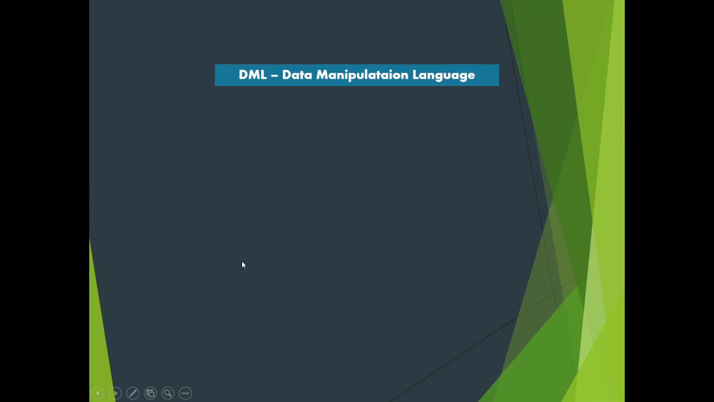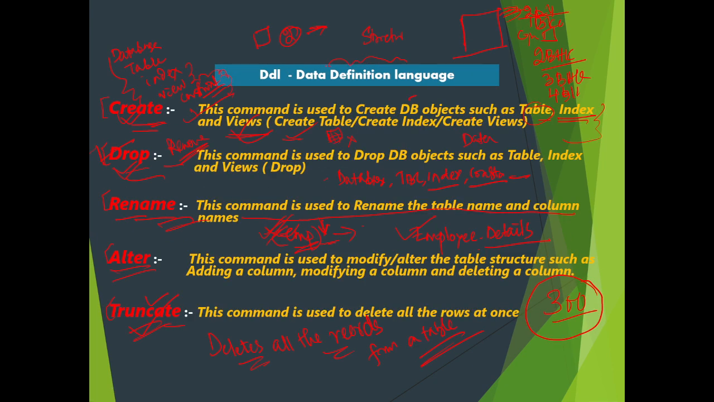Okay, so we understood data definition language. This is basically about structure, used to deal with the structure of a table, such as create table, create index, create view. By using drop you can delete all the database objects. By using rename you can just change the name. By using alter you can modify the table: you can add a new column, remove a column, or change the data type. Truncate is used to delete all the rows at once.